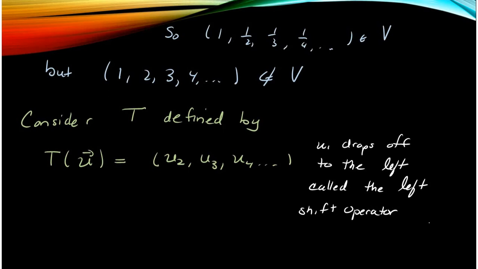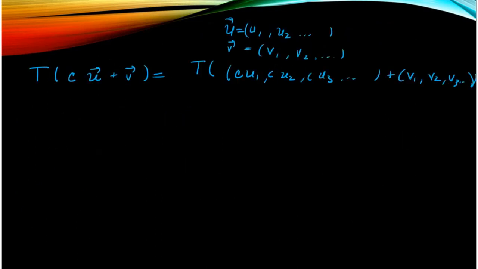It takes a sequence and shifts that sequence to the left, so it drops off that first component. This particular linear transformation is called the left shift operator, obviously. This linear transformation is indeed linear, and I'm going to prove that very quickly. I'm not going to go through the details slowly, but if I have two arbitrary vectors u and v, and a scalar c coming from R, then I want to show that T(cu + v) is really T(cu) + T(v) separated out, or cT(u) + T(v).